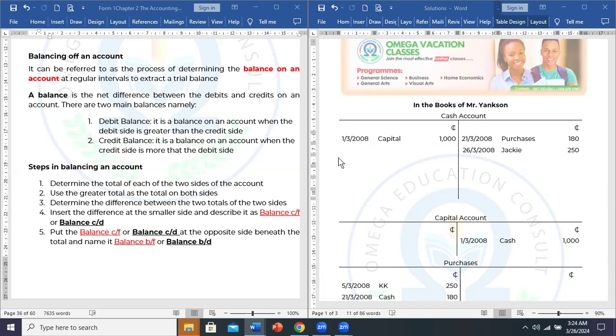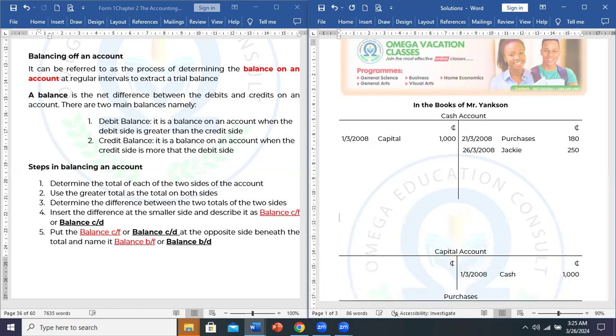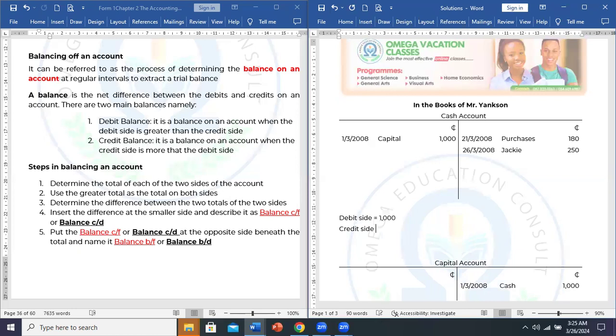So let me use the cash account here. The first step is telling us to total the debit side and the credit side. I think we can do this easily. Let me have some space here so that I can use it. The debit side has a total of 1,000, and the credit side has a total of 180 plus 250. That is going to give us 430. So that's the first step.